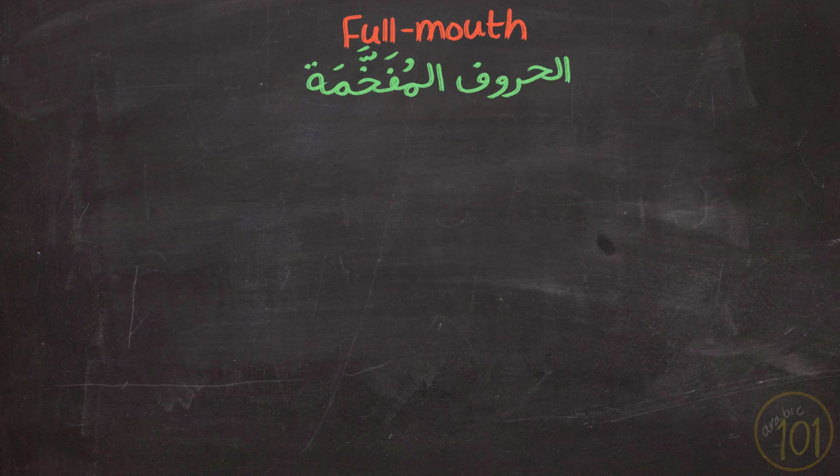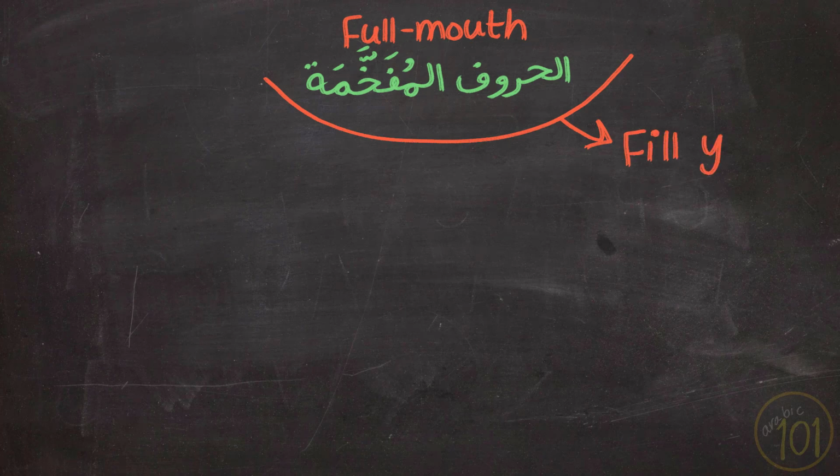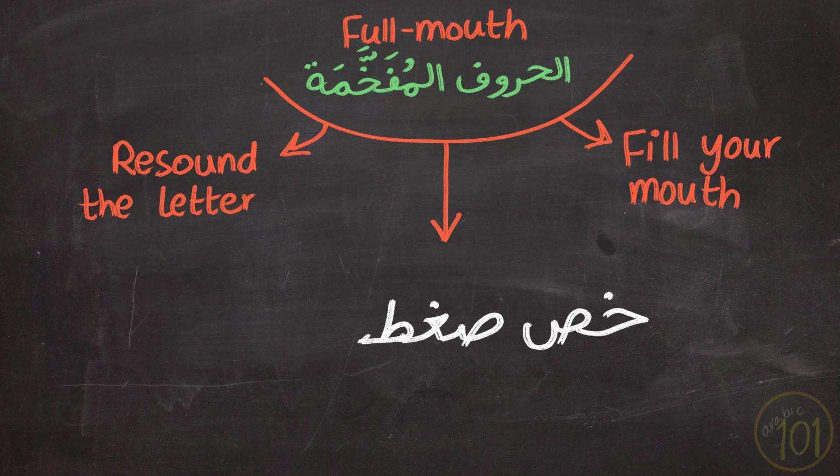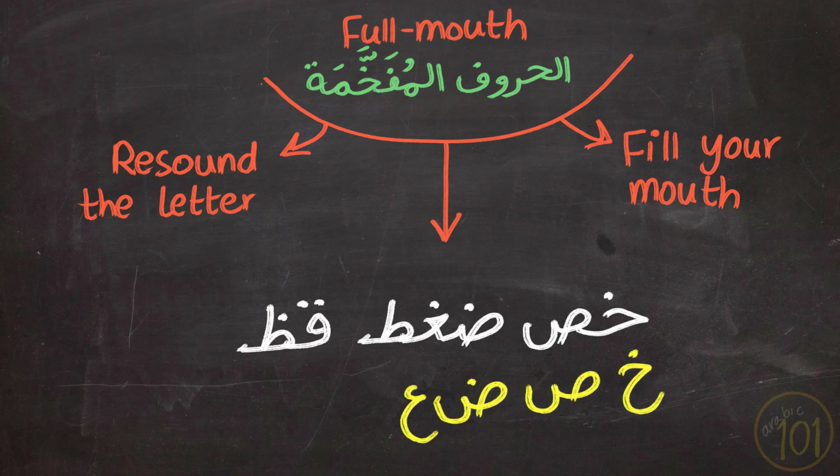As the name suggests, with full mouth letters, you try and fill your mouth with the sound of the letter by making your mouth more hollow from the inside, making the letter resound more in your mouth to give it a fuller feel. And you're going to try and do this with a total of 7 letters. They form the word khus, ضغط, qadh. So they are kha, sad, dad, ghain, ta, qaf, and dha.